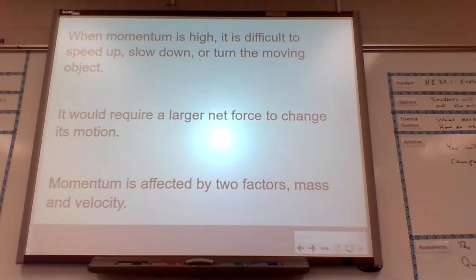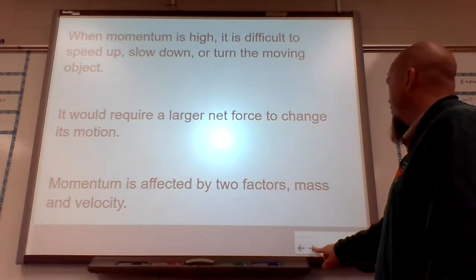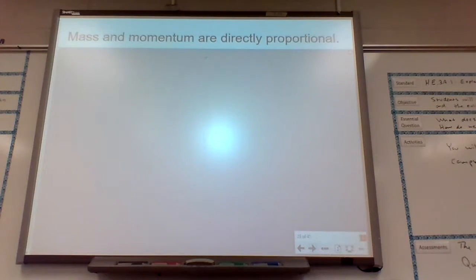Again, this is something that you'll be calculating next week. You'll learn how to use this equation, how to calculate an object's momentum and work with it. But for now, we're just keeping this on a basic level, understanding how these two things affect momentum. Mass and momentum are directly proportional. So as before, directly proportional means they change in the same way. So if you had 3 times the mass, you'd have 3 times the momentum.